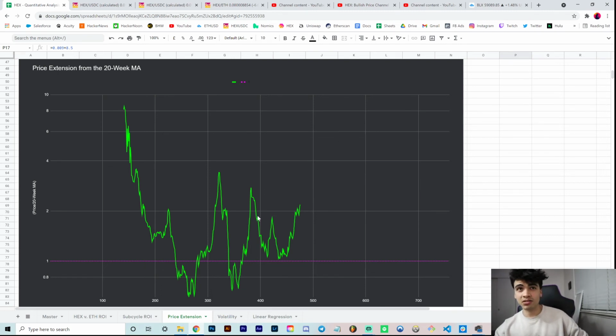Right now, none of this is guaranteed, obviously. We could come back down. Keep in mind that if price were just to go sideways from here, this extension chart would actually go down, because like we said before, the 20-week moving average is moving up every single day.